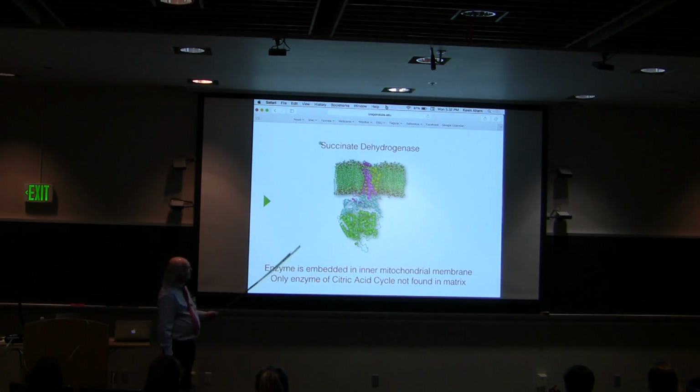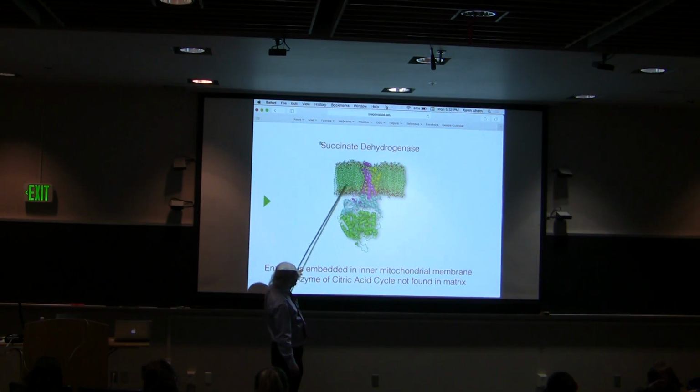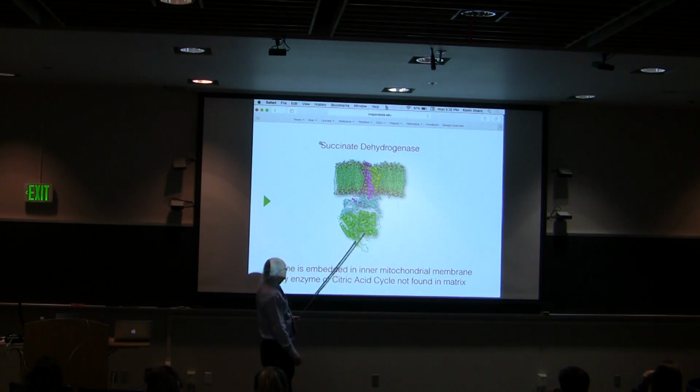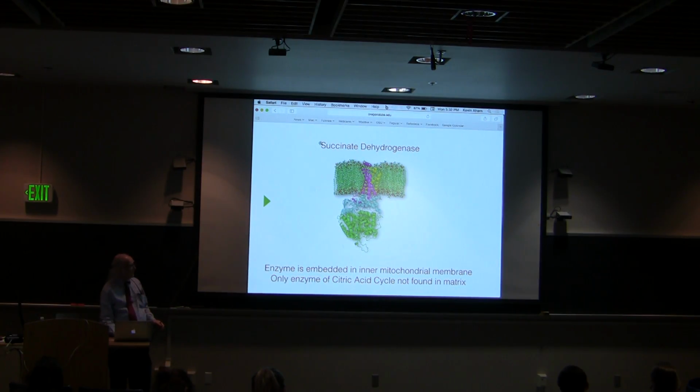This was the only enzyme I said that was not found in the matrix of the mitochondrion. This is bound in the membrane, the intermitochondrial membrane that we'll see is so important. And I mentioned that this enzyme was also involved in the transport of electrons in the electron transport system, as we will see on Wednesday.